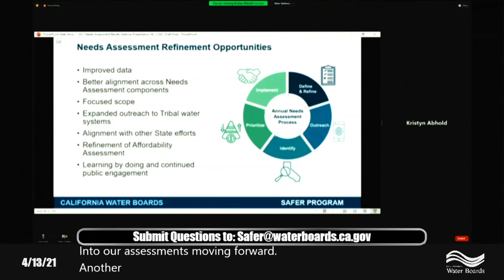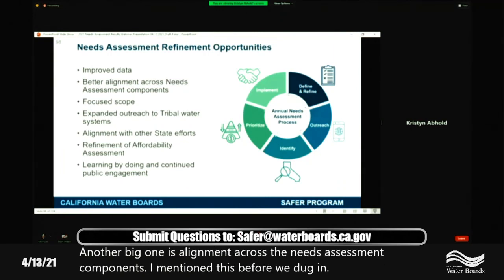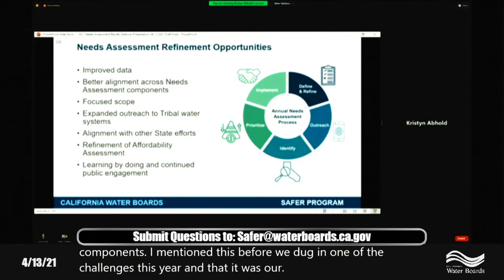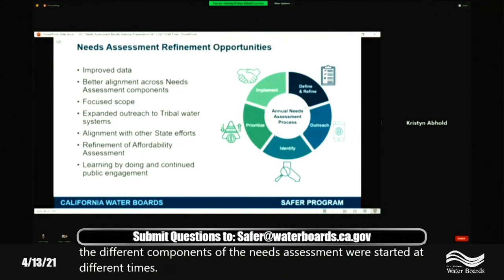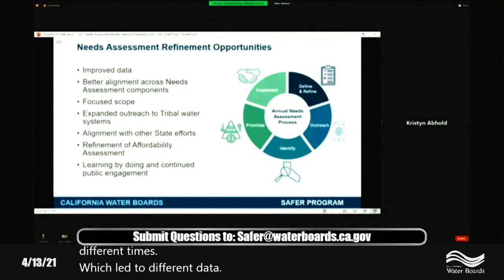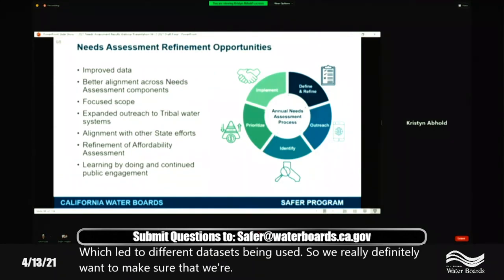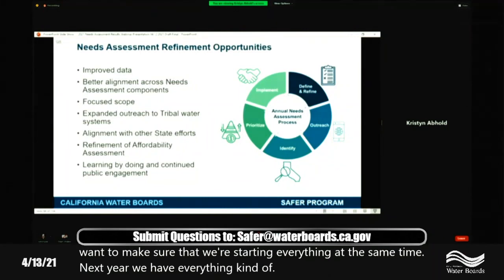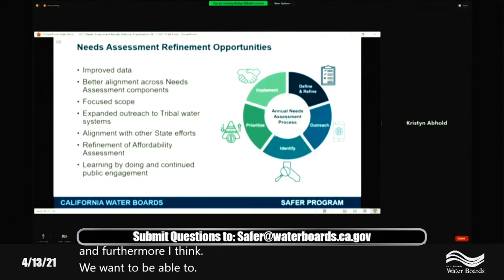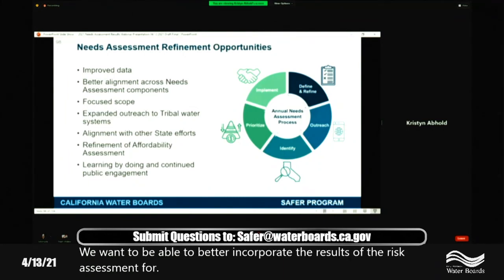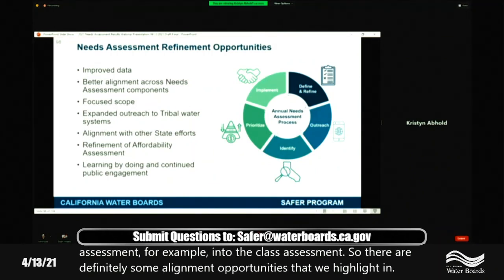Another big one is alignment across the needs assessment components. I mentioned this before we dug in. One of the challenges this year, in that it was our first year, was that a lot of the different components of the needs assessment were started at different times, which led to different data sets being used. So we definitely want to make sure that we're starting everything at the same time next year. We have everything planned out, which will be great. And furthermore, we want to be able to better incorporate the results of the risk assessment, for example, into the cost assessment. So there are definitely some alignment opportunities that we highlight in the paper. I encourage you to read.